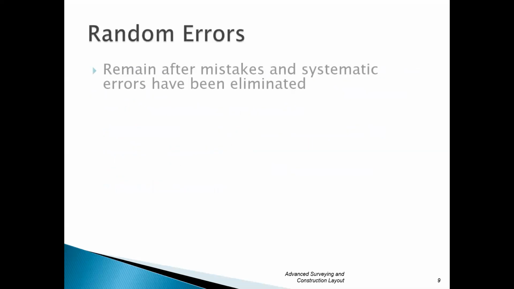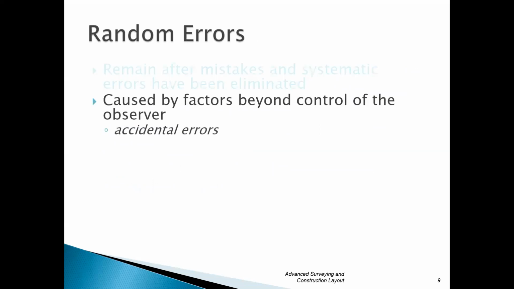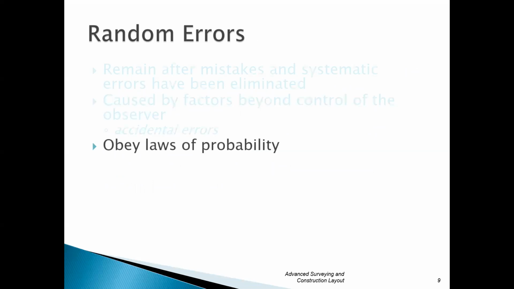The other type we have is what's called a random error. A random error will always be in your measurement, even if you've taken all the pains to get rid of the systematic errors. It's going to remain. The good news is they tend to be rather small, and they tend to compensate themselves out. These are caused by factors beyond the control of the observer. They're sometimes referred to as accidental errors. They do tend to obey laws of probability.